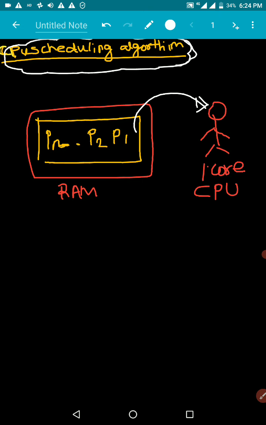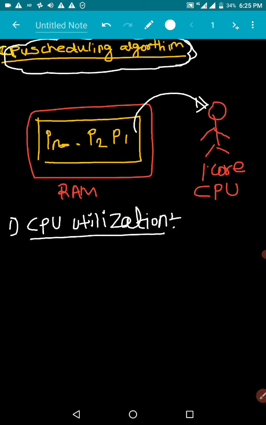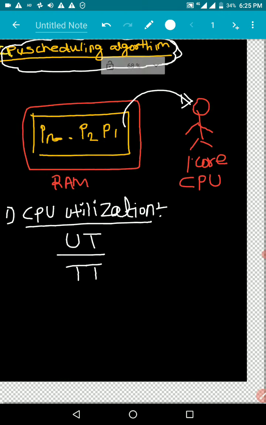The first one is CPU utilization. CPU utilization means, out of the total time, how much time the CPU is useful for in our algorithm.